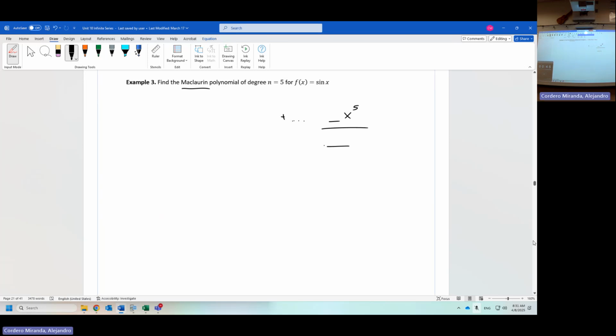Say sine of 5. No, did you say 5 in there too? Yeah, okay. N equals 5, meaning you should stop when you get to the 5th degree. But it's centered at 0, so you should be getting f of 0, f prime of 0, f double prime of 0. Oh, my bad. That actually makes sense to me.